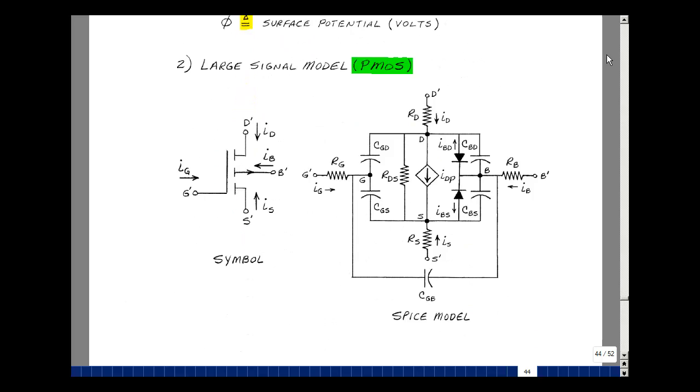The large signal SPICE model for a PMOS transistor is the same as the model we had on the previous page, except I'm going to label this as I sub dP. This is going to be the drain current due to the PMOS transistor. The one previously had an N here. Everything else is the same, except the diodes are reversed. And we'll see with our equations on the next page that although these definitions haven't changed, we'll have sign changes in the formulas.